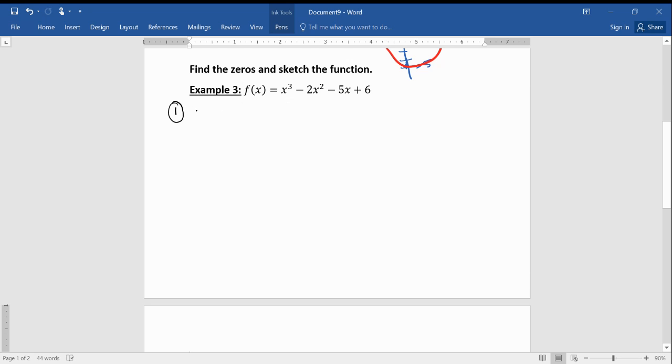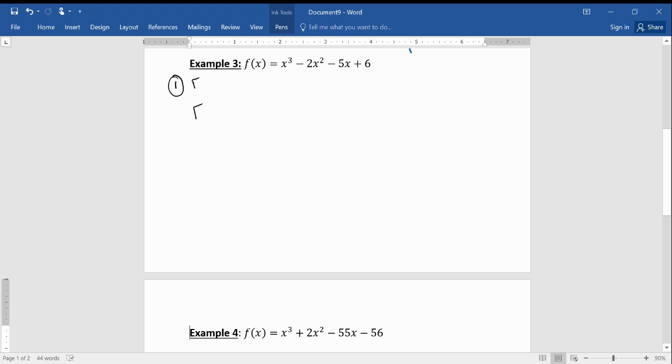The first thing we want to do is find the zeros. In the last video, we talked about how to find the zeros by making your list and then doing the test. So let's go ahead and do that. Q and P. We need to do the factors of which one first? P, that's right. The factors of P are plus or minus 1, plus or minus 2, plus or minus 3, and plus or minus 6.